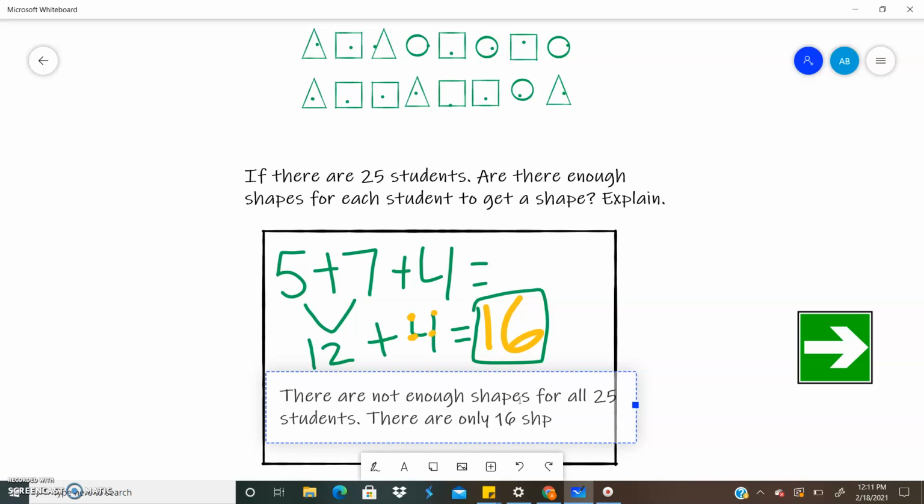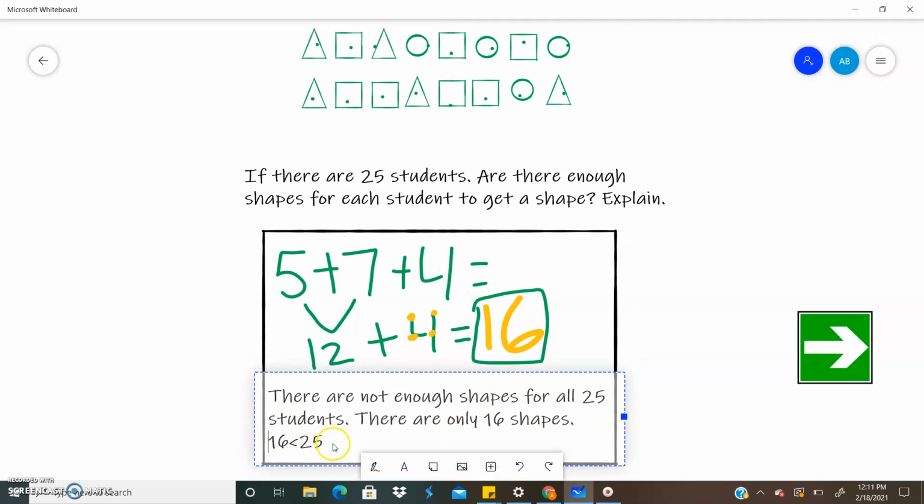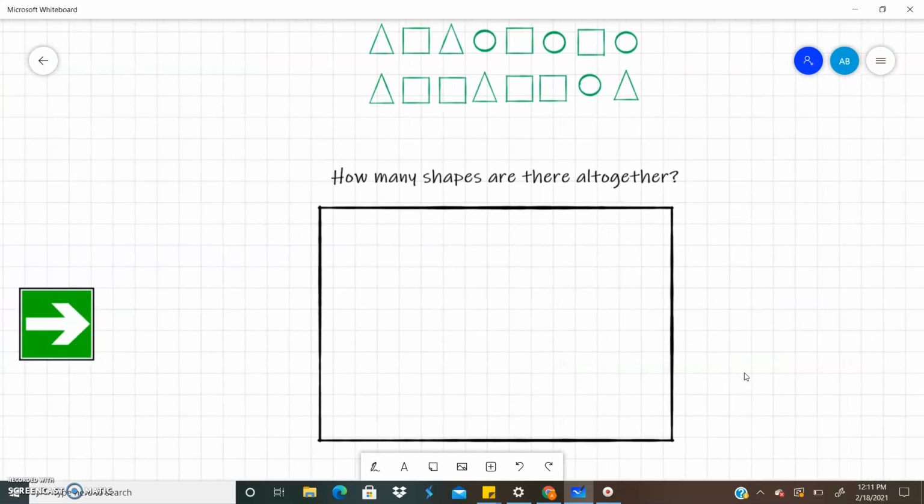And we could even go on to say, because you know Miss Gardner likes to use those alligators, we could even say 16 is less than 25, right? Using really good math language right there, or math symbol, should I say. All right, so that's a pretty good explanation. And you don't have to put all of that on your test. You're just going to have to be able to explain using words why. You're going to have to talk through your reasoning there.